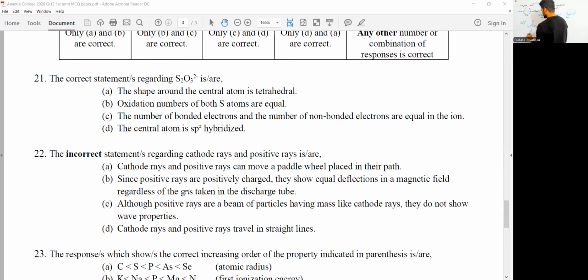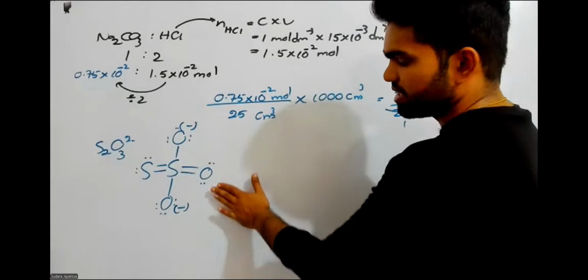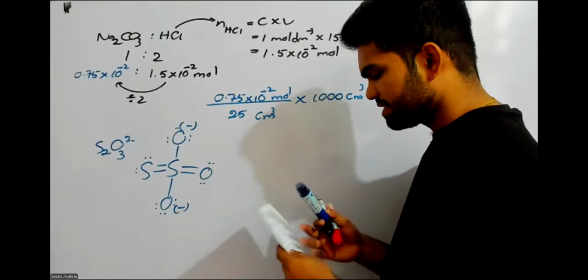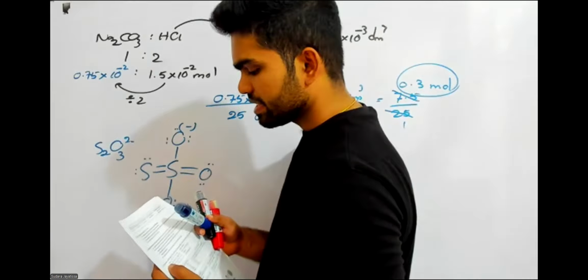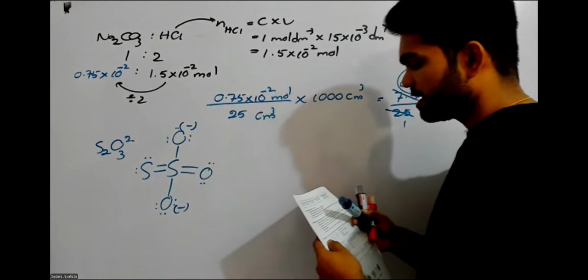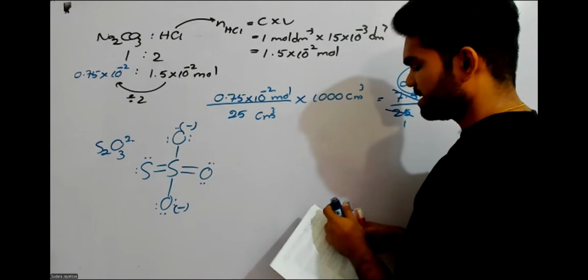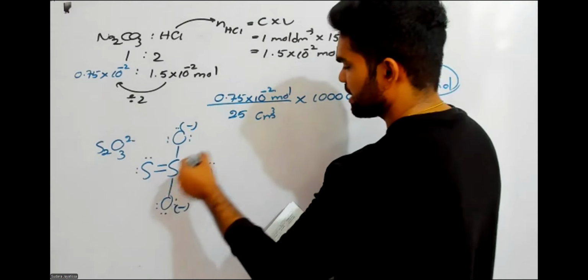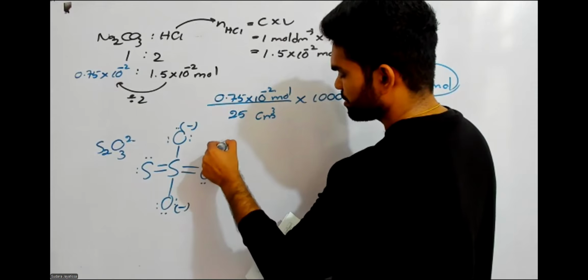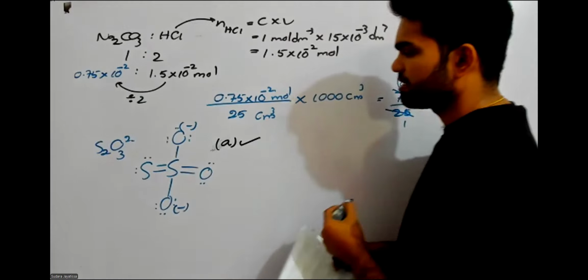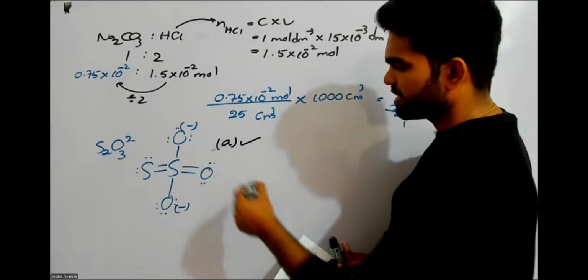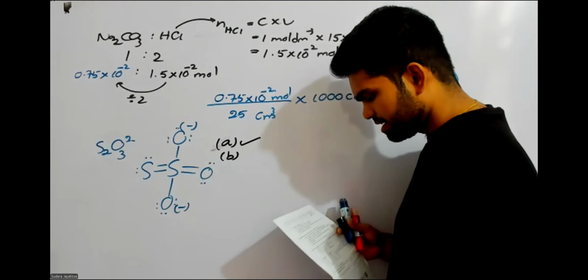There are 2 sulfur atoms that are bonded with each other. And there are 2 oxygen with lone pairs. So this is the skeleton structure and the Lewis structure. Okay. Now check the answers. The shape around the central atom is tetrahedral. So A is correct. Because there are no lone pairs. So 4 VSEPR units and no lone pairs. So it is tetrahedral.